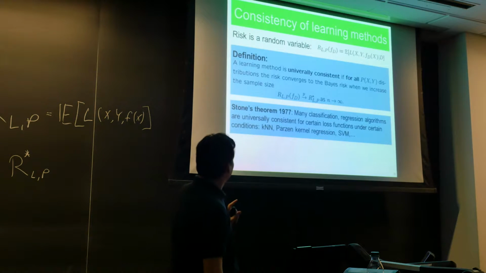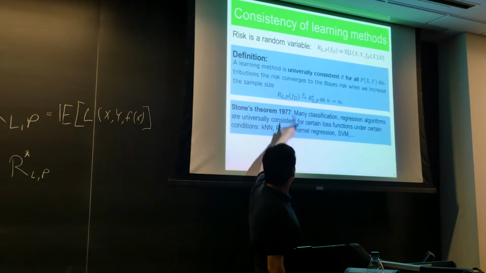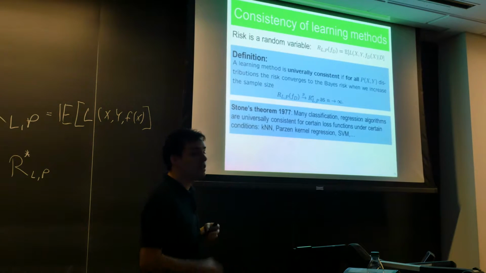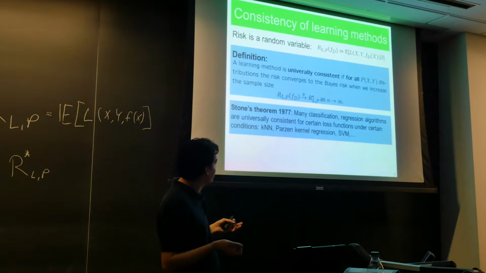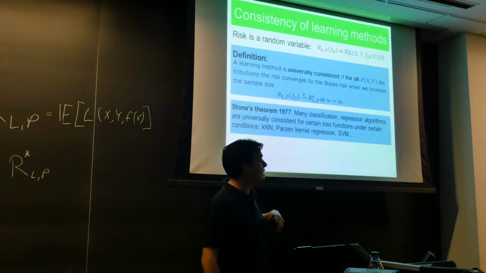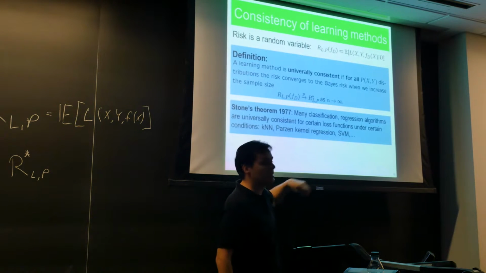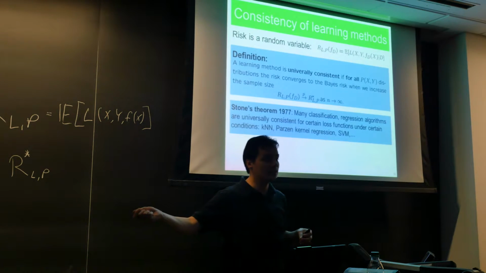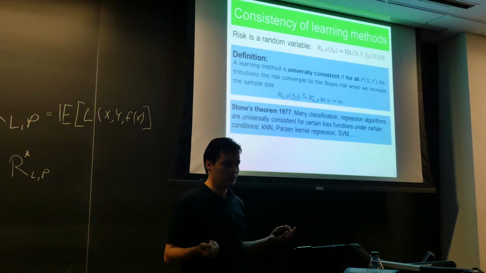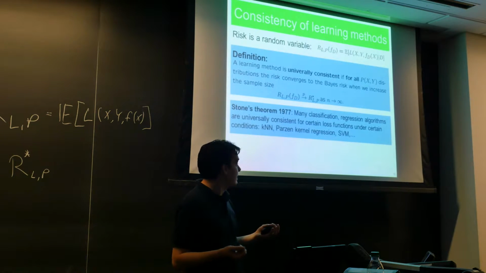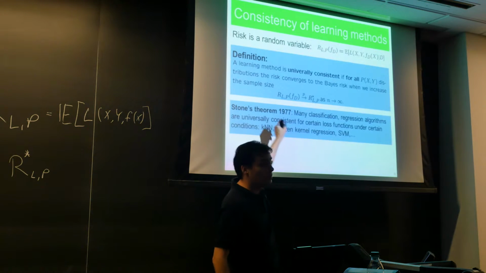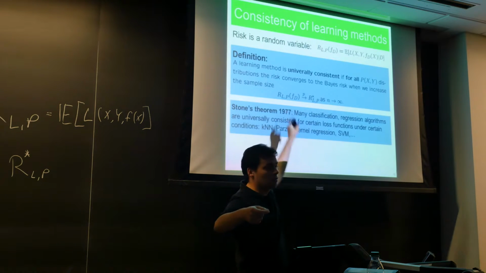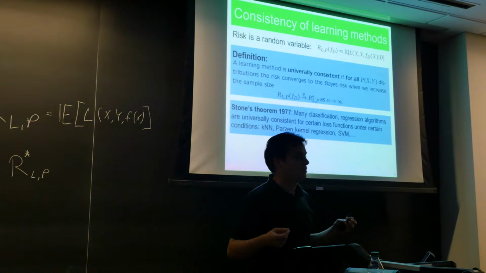Okay, so the good thing is Stone's theorem, who in 1977 proved that many classification and regression algorithms are universally consistent for certain loss functions under certain conditions, like the k-nearest neighbor classifier, kernel regression, support vector machines, and Gaussian processes as well, although he didn't prove it for them. They are all universally consistent in that sense under certain conditions. So if you have more and more training data, the risk of your algorithm will converge to the Bayes risk.